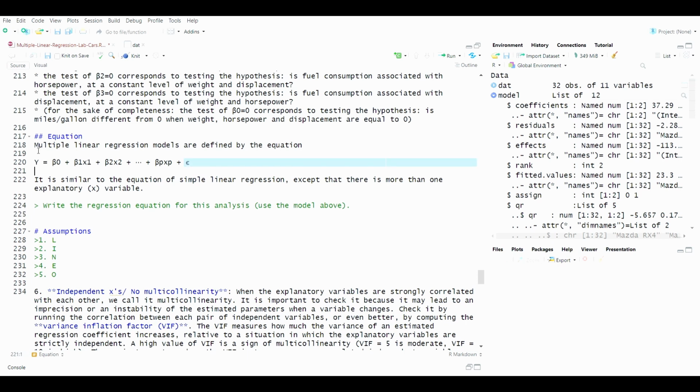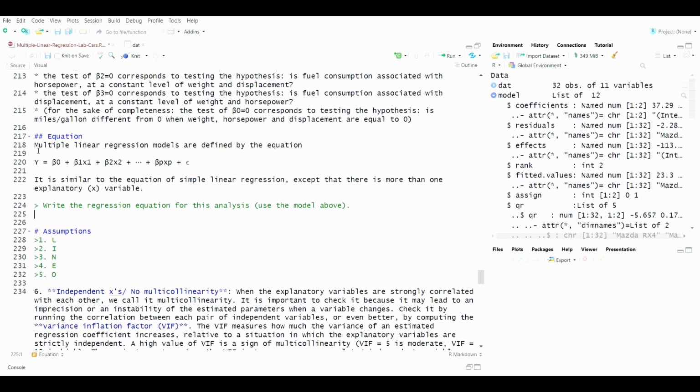We often don't put in the error value because we don't really know how to add that in most of the time. We just say, okay, well, if we want to make a prediction, we can plug our variables into this equation and come out with a predicted y. It's very similar to the equation for simple linear regression, except there is more than one explanatory variable. So write the regression equation for this analysis using the model above.